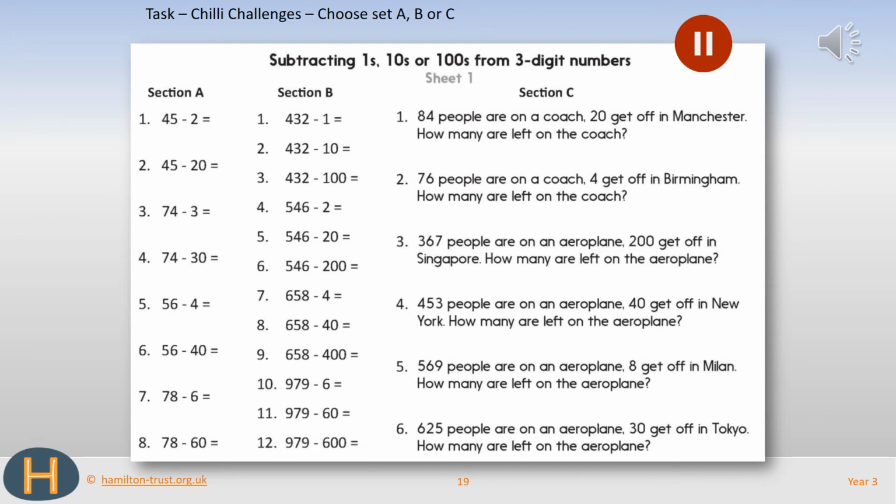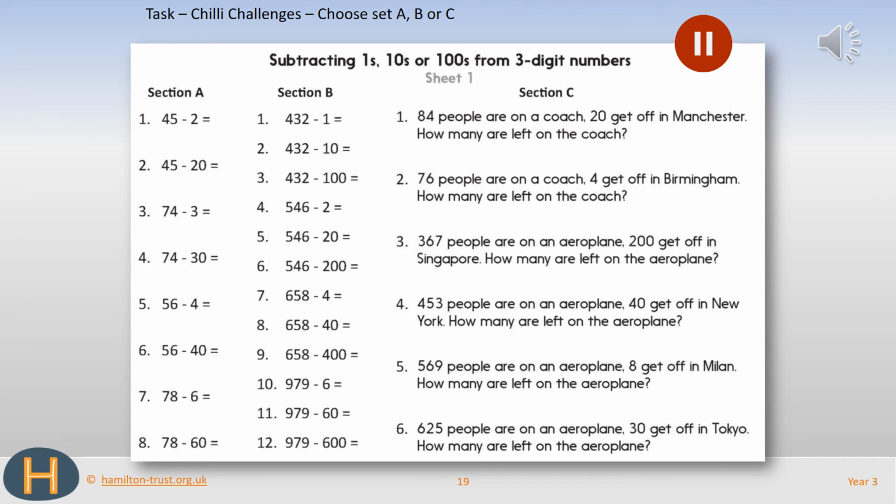So number 1, 84 people are on a coach. 20 get off in Manchester. How many are left on the coach? So all of section C, they are still subtraction. So remember, when we do subtraction, we begin with the biggest number and we are taking away the smallest digit.